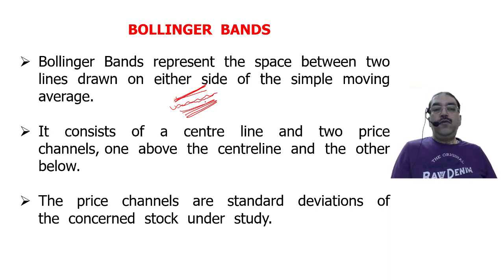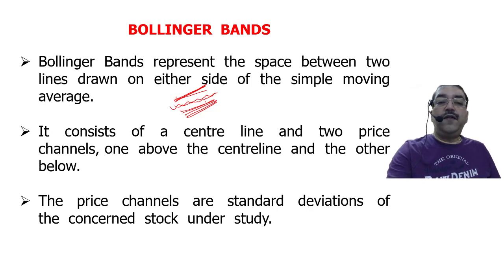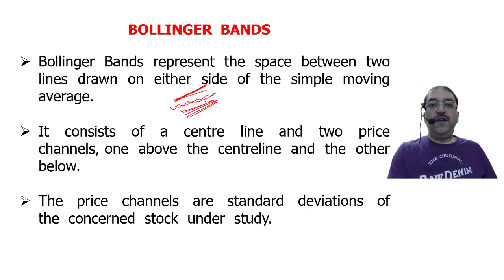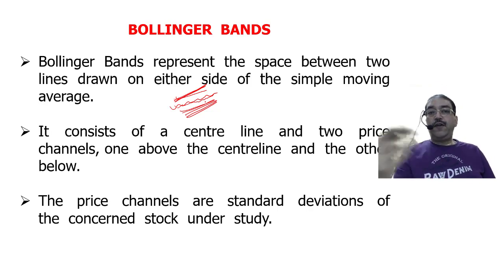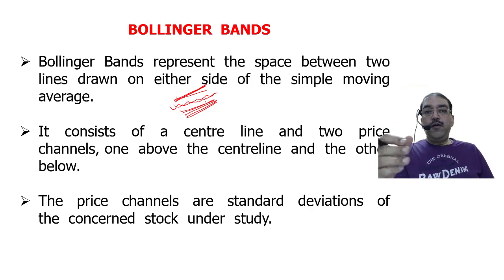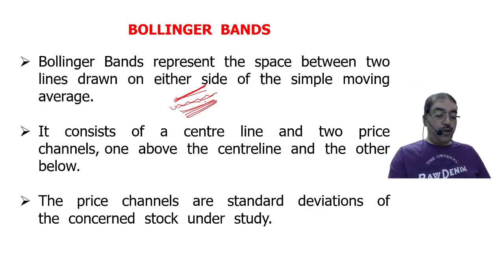Okay. Now, will these bands expand or contract? The answer is yes. They may expand, they may contract. If the volatility of the stock is more, they will expand. If the volatility of the stock is reduced, they will contract. Okay. So now let us see what the Bollinger Band looks like.